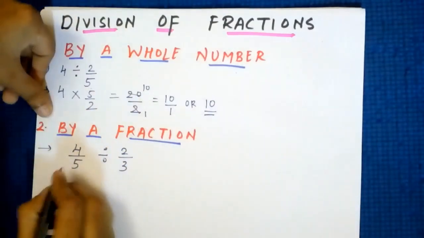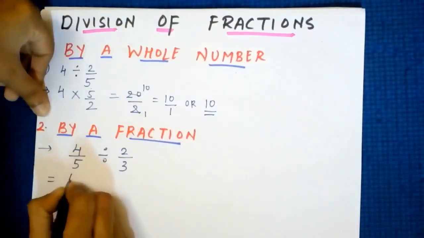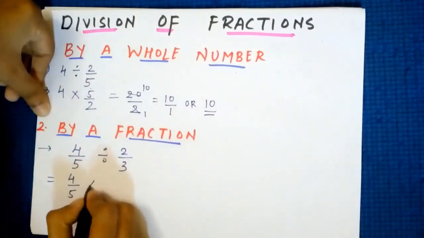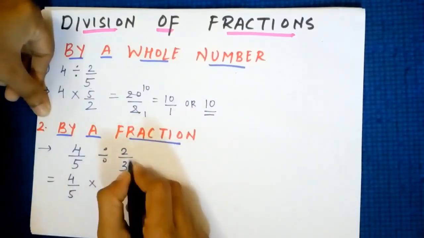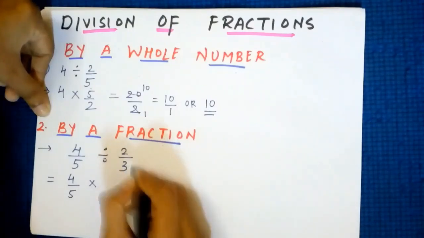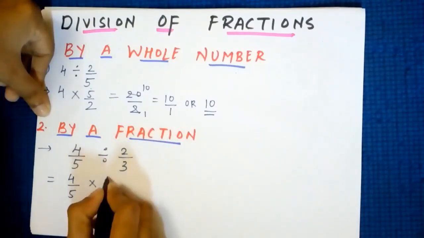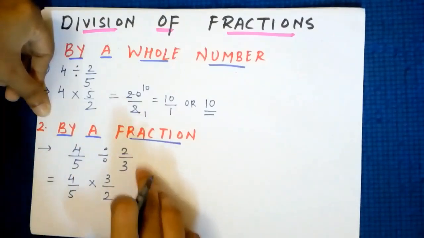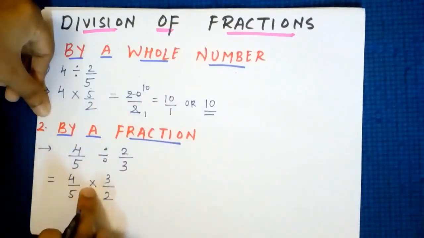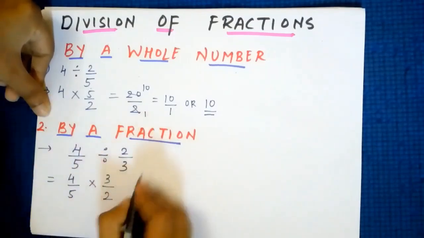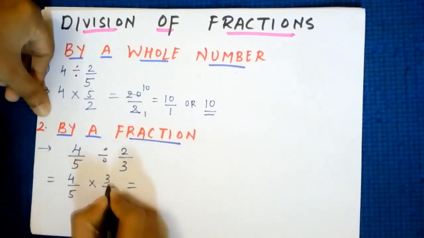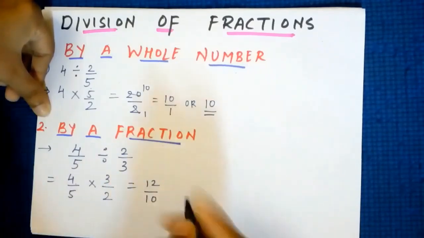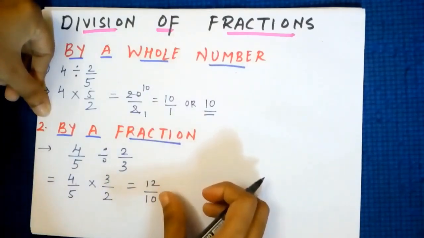So let us start. Let us see. 4 upon 5 will be as it is. Now the division sign will be changed into multiplication, and at the same time we will take the reciprocal of 2 upon 3. So the reciprocal of 2 upon 3 will be 3 upon 2. We just have to interchange the numerator and denominator. Now the multiplication sign is there, so now we can solve it. 4 multiplied by 3 is 12, and 5 multiplied by 2 is 10. So 12 upon 10 is your answer.